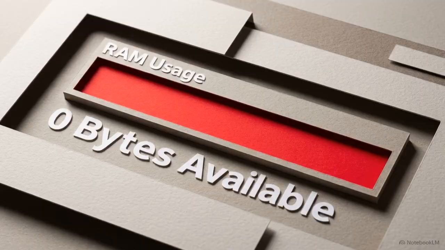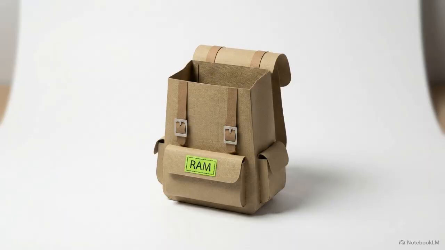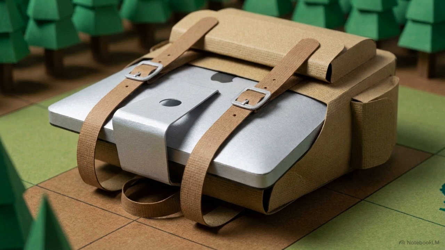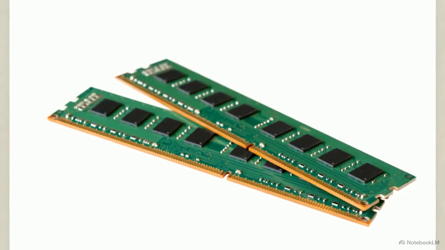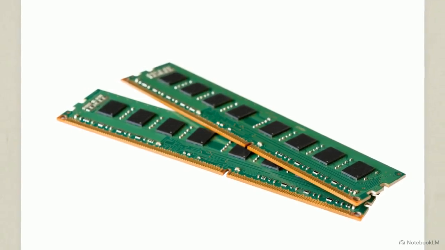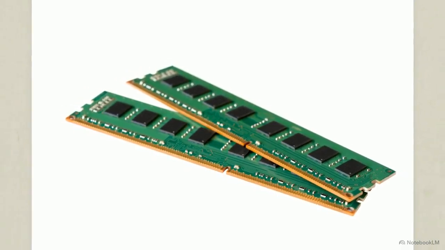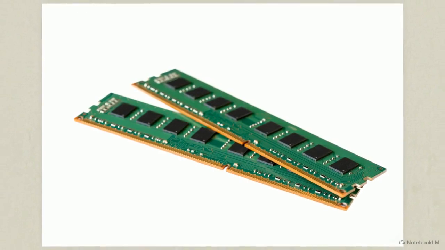its hardware. Think of a computer's memory, often called RAM, like a physical backpack. The computer wears this backpack to carry the data for everything you see on the screen. This photograph shows what that hardware looks like. These green sticks sit inside the computer and act as that temporary digital backpack.